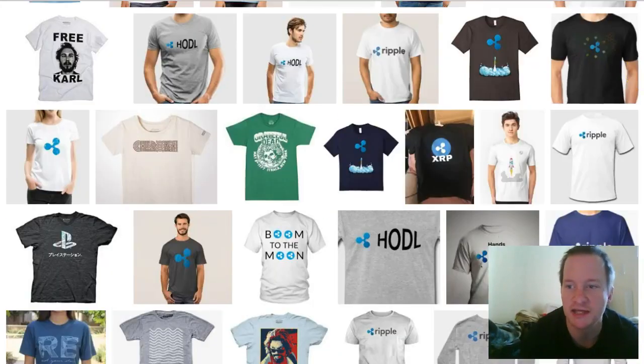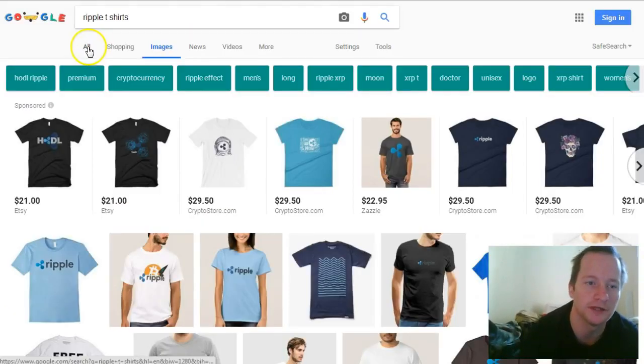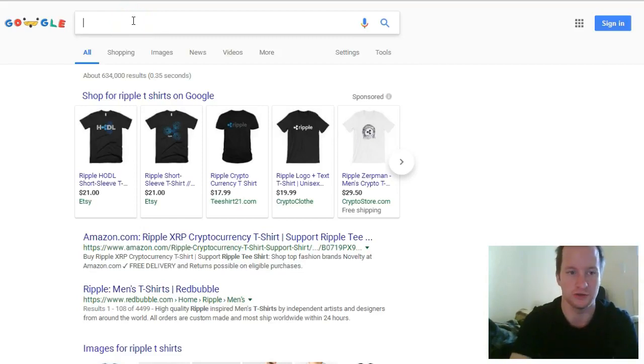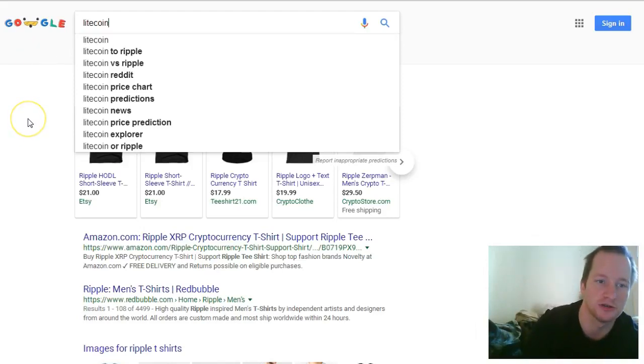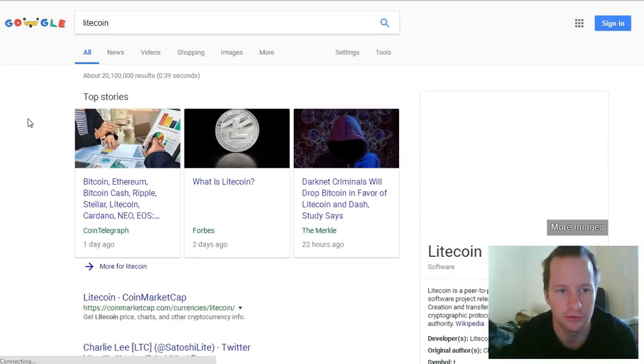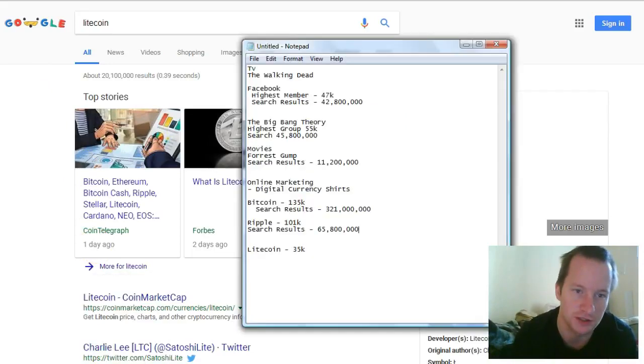So let's look at the last one, which is Litecoin, and we're going to see what it brings up in the search results. First, we're going to see what the topics are right now. Okay, so with Litecoin, the topics are Litecoin to Ripple, Litecoin versus Ripple, Litecoin price, the basic stuff for Litecoin. So let's see what it brings back in the search results. Okay, so Litecoin has pretty small search results compared to everything else. It has 20 million search results. That's kind of surprising.